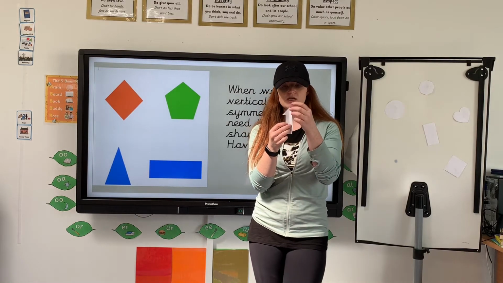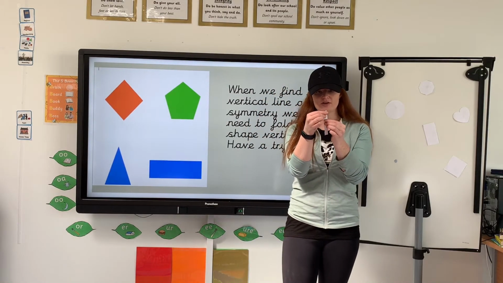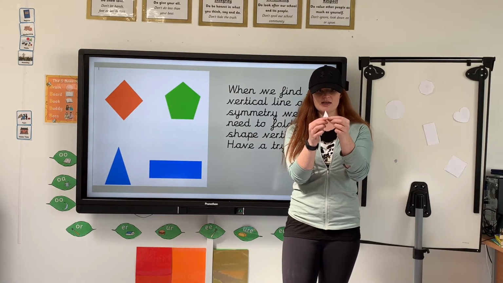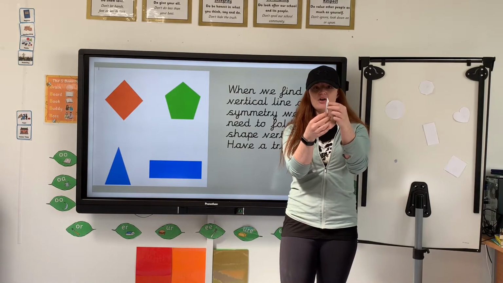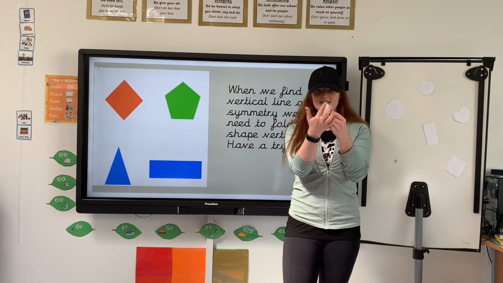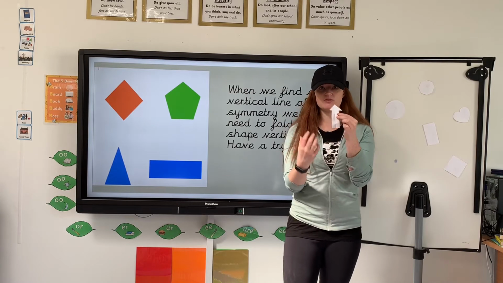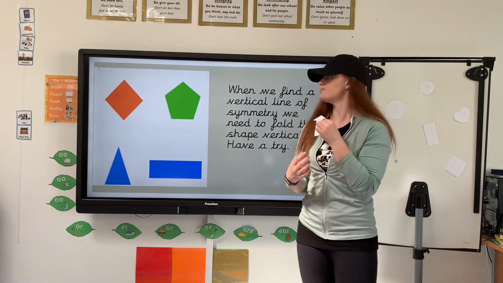Just like that. And you can see when I fold it that this side looks exactly the same as this side, and therefore I know that this arrow shape has a vertical line of symmetry going down. So from top to the bottom is when we're looking at that vertical line of symmetry.